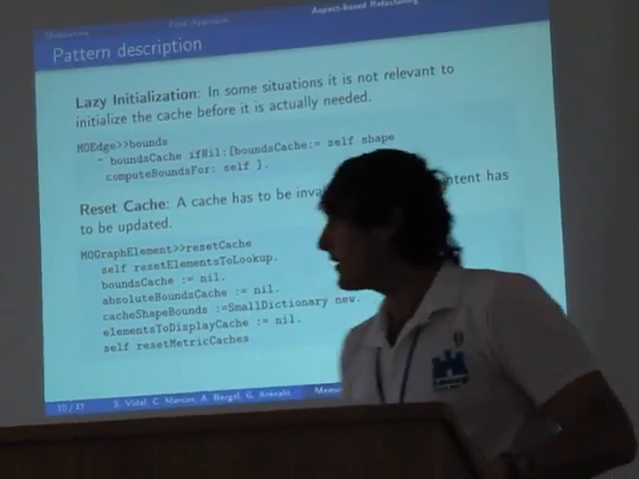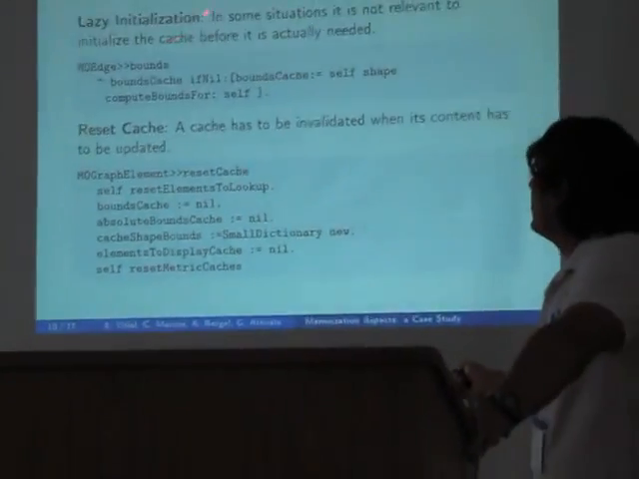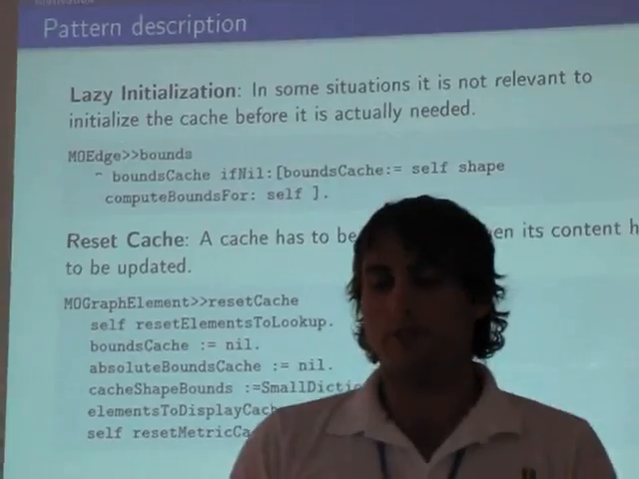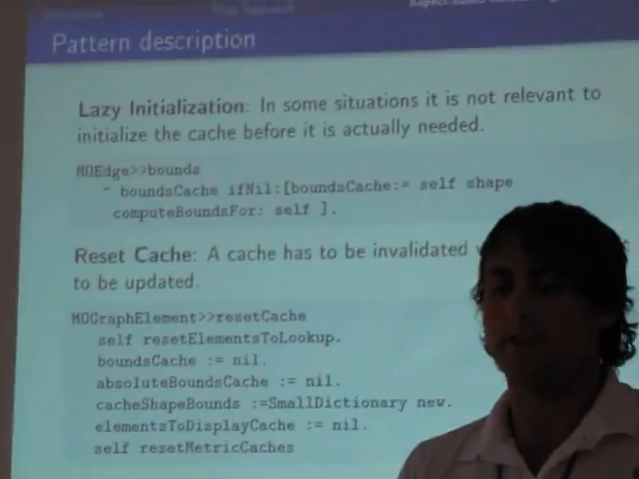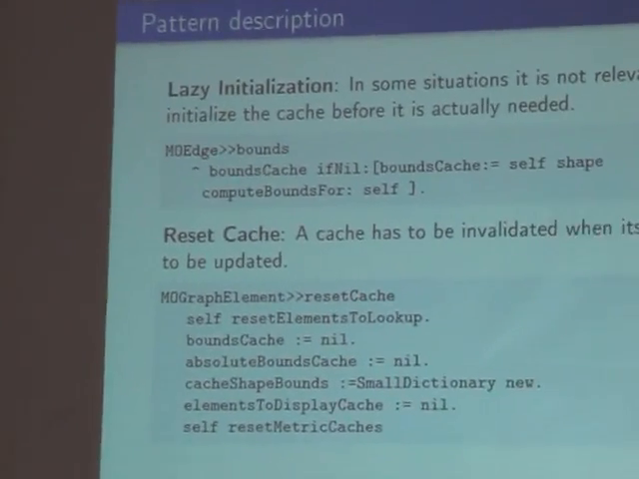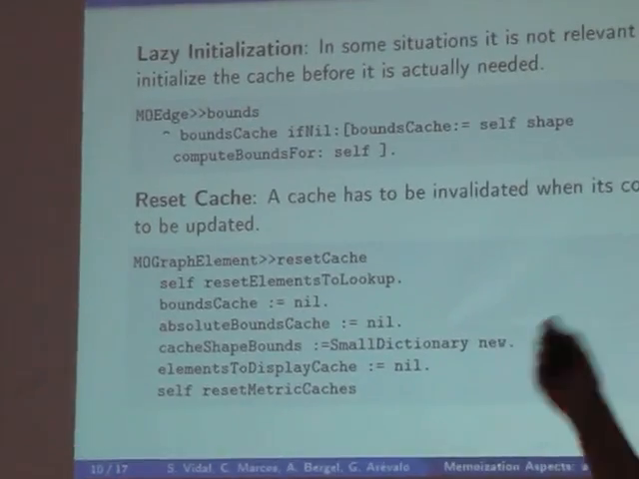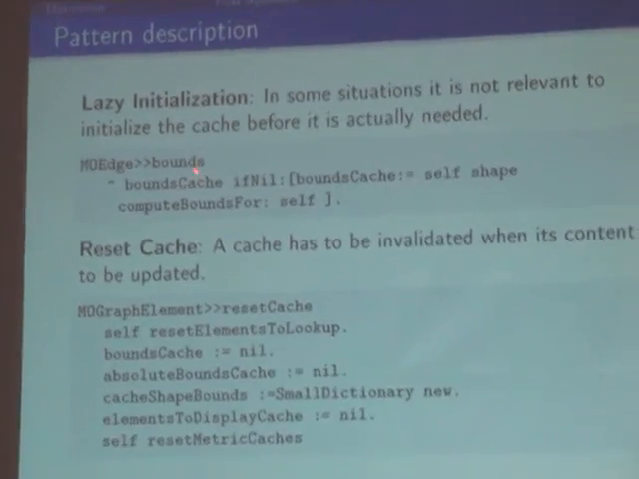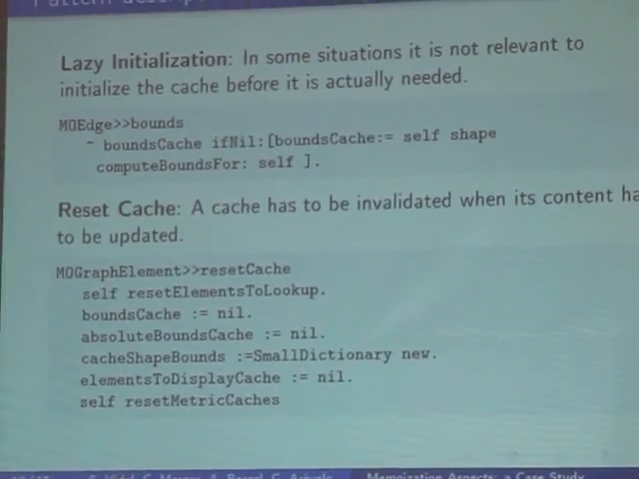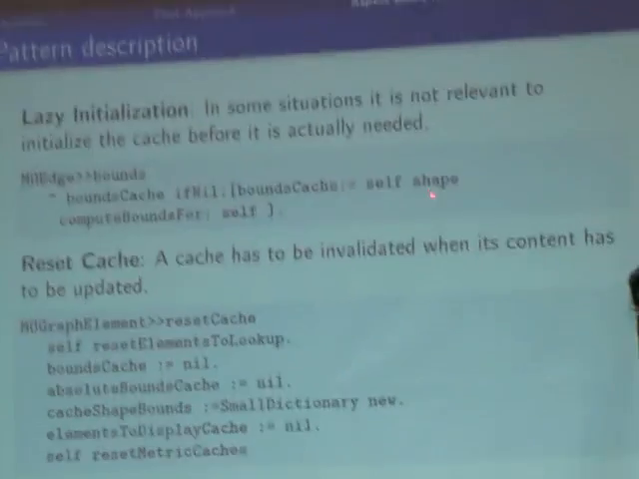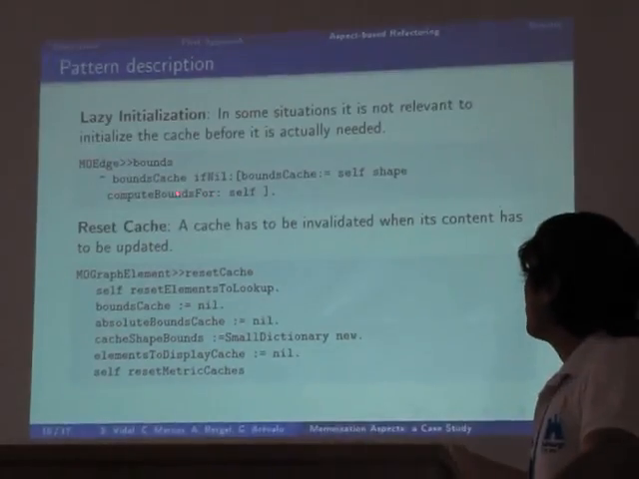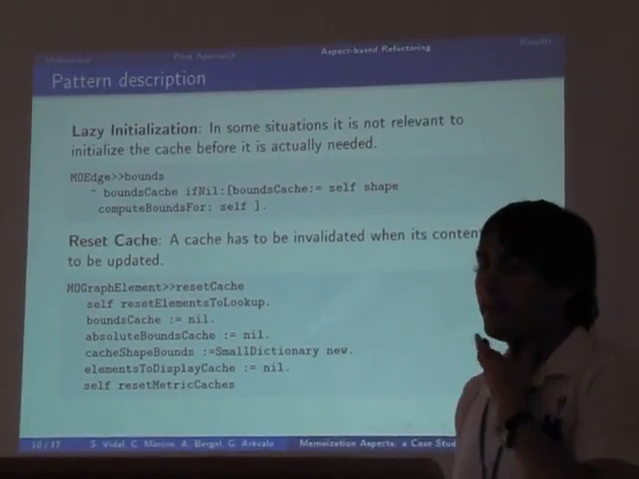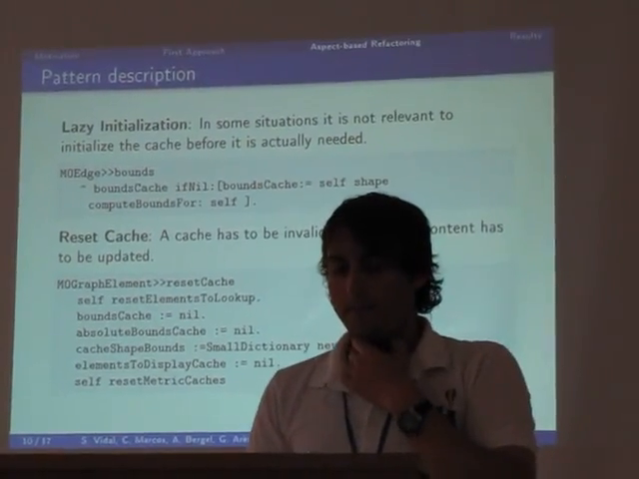For example, what is lazy initialization of the cache? It's those situations in which it's not necessary to initialize the cache before it's actually needed. It's similar to the previous example that I showed. For example, I have a bounds cache. If the bounds cache is needed, we are going to make the calculation for the bounds of an edge. If not, we are going to retrieve the variable value.